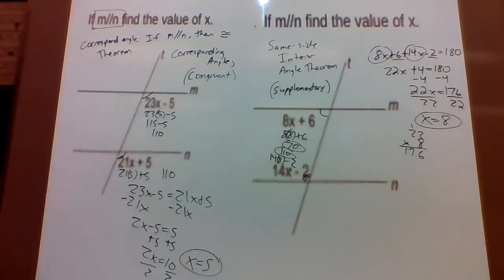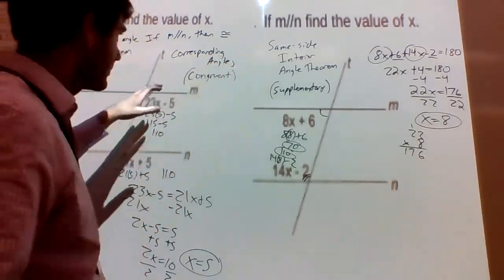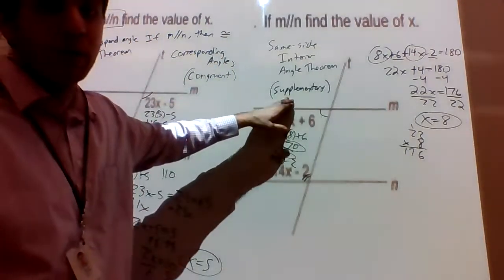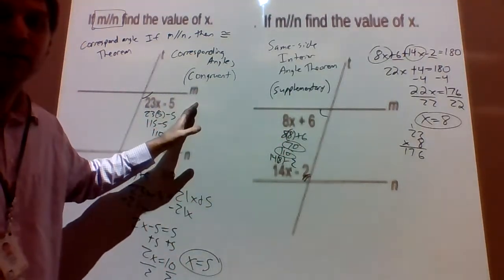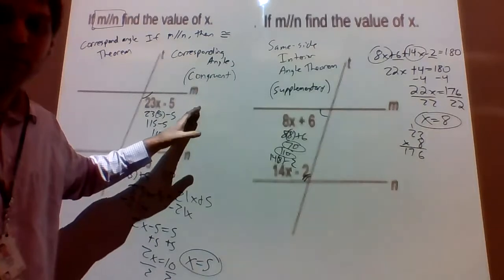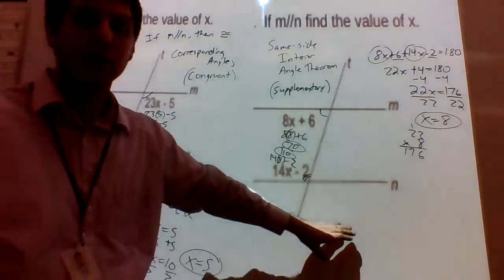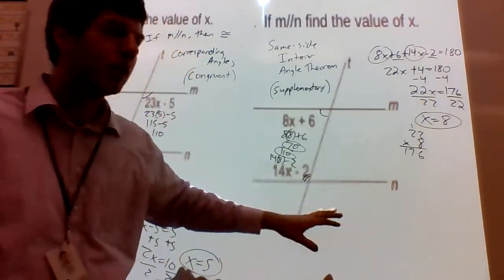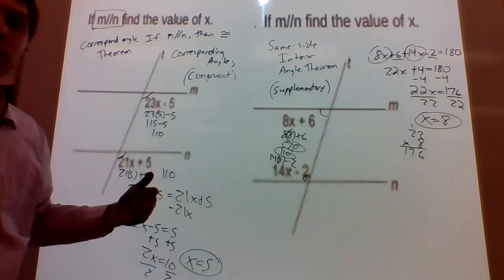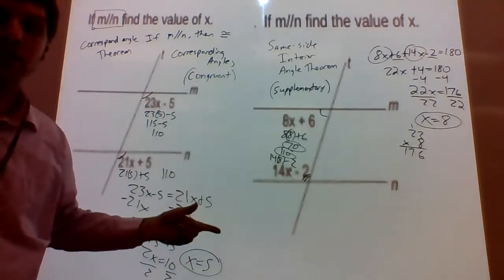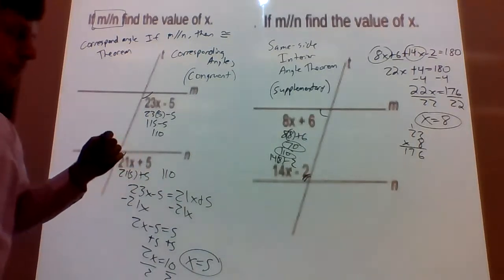Okay, so the key here is identify what kind of angles they are. Then you have your theorem that's going to tell you whether it's congruent or supplementary. So for the final, you have to be able to identify the angle pair. There's 7 angle pairs. 2 occur when it's at the same intersection point. That's vertical angles and linear pairs. And then we have 2 intersection points. You have the 5: corresponding, alternate interior, alternate exterior, same side interior, same side exterior.